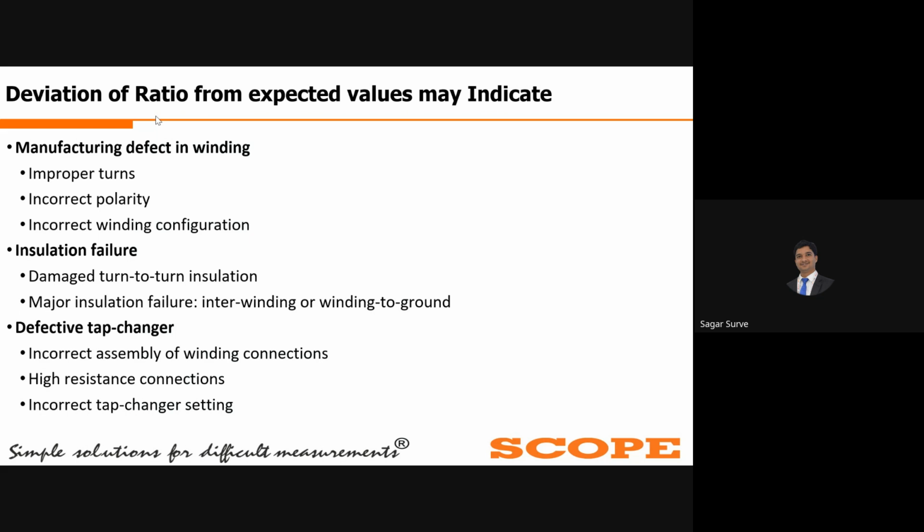If there is insulation failure, then we can observe damaged turn-to-turn insulation, or major insulation failure, that is interwinding or winding-to-ground insulation failure. And with a defective tap changer, incorrect assembly of the winding can be observed, or high resistance in the connection, or incorrect tap changer setting. In that case, we can say it's a defective tap changer.